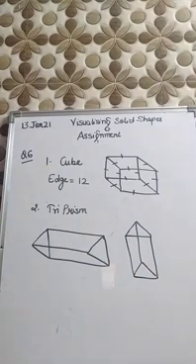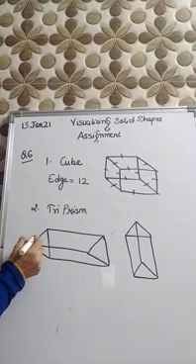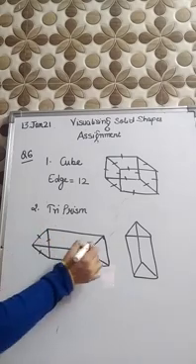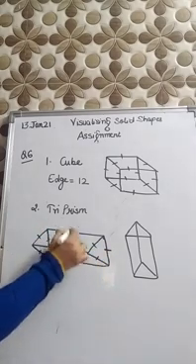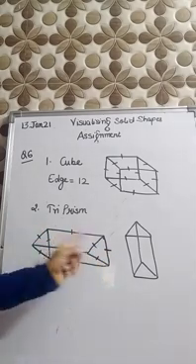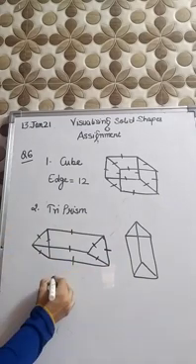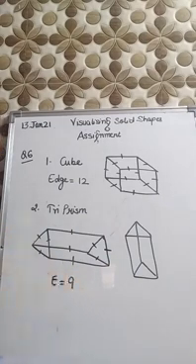Now you have to write the number of edges. So count the number of edges. 3 sides are there in the upper face, 3 sides are there in the lower face, and 3 lines are there. So total edges are your 9.